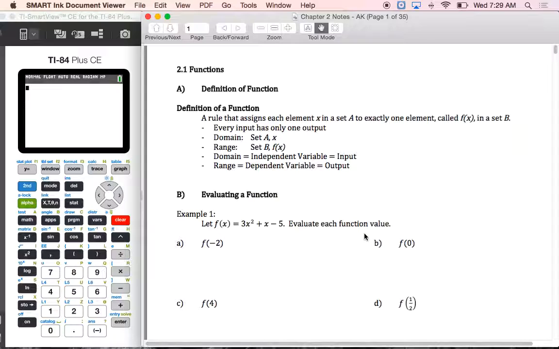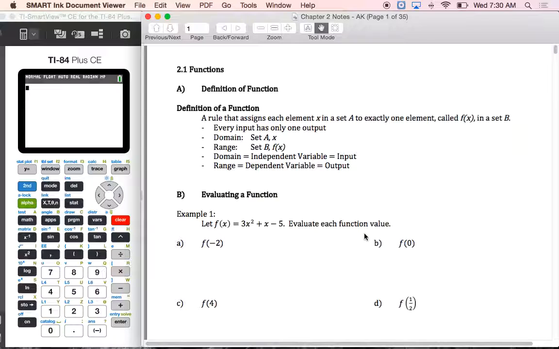So for your domain, that's going to be your x values. Your range is your f of x values. A lot of times we also see our range as the y values. So when we talk about domain and range, domain will be x, range will be the y values. You also will see the words independent variable and input for domain, and dependent variable and output for your range.